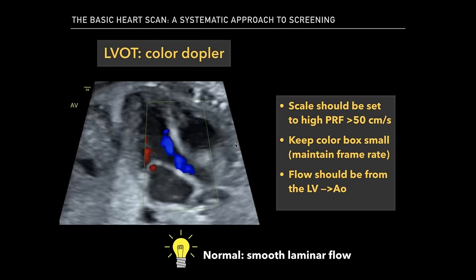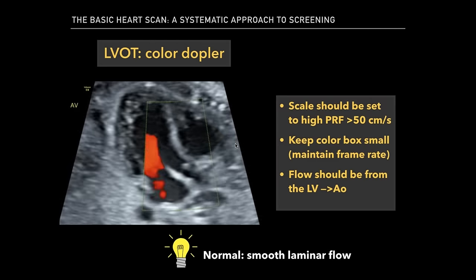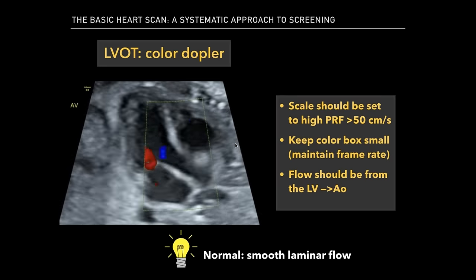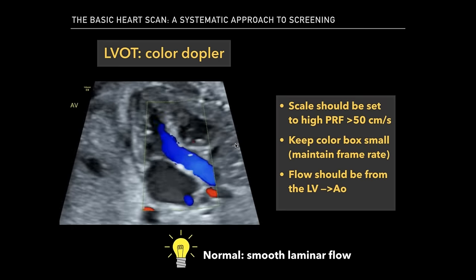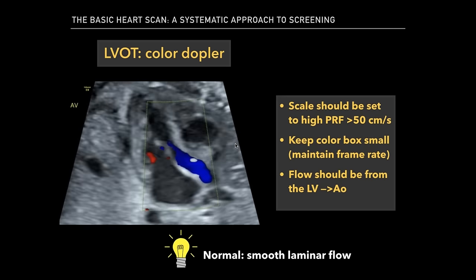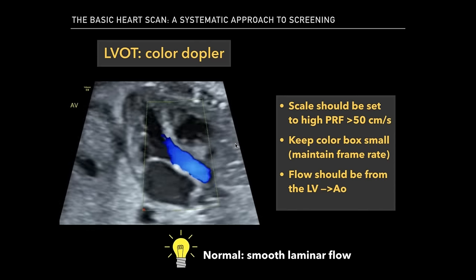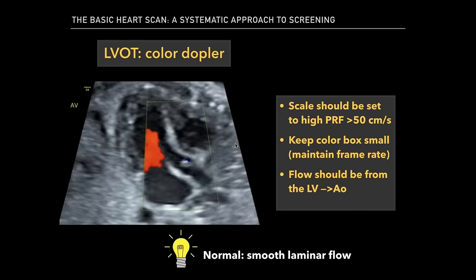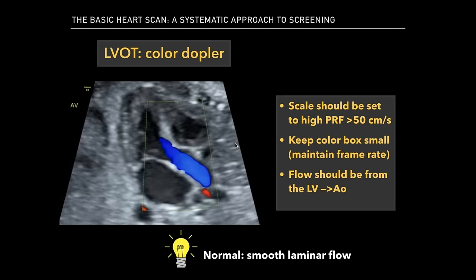Now, when evaluating the left ventricular outflow tract with color Doppler, scale should be set to high with a PRF greater than 50 centimeters per second. You want to keep your color block small to maintain a high frame rate, and flow should be from the left ventricle to the aorta. Now, normal flow is smooth laminar flow with no evidence of turbulence.